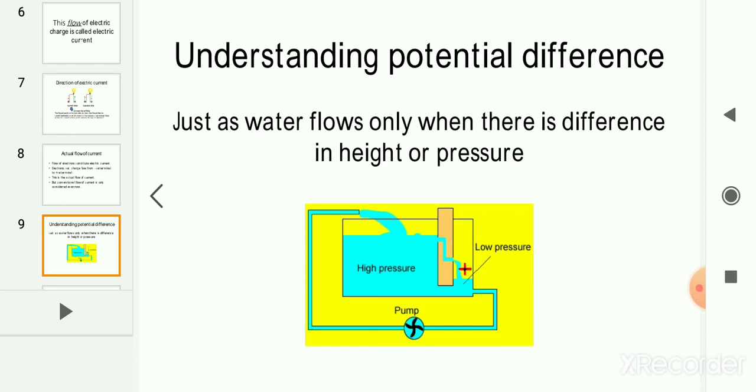So what is the potential difference? The example given here: when water is pumped from high pressure to low pressure, water always flows from a higher level to a lower level. You all have seen the flow of water, isn't it? When water flows from a higher level to a lower level, there is definitely a difference in pressure. Water flows only when there is a difference in height or pressure. In the same way, let us see how the current flows.